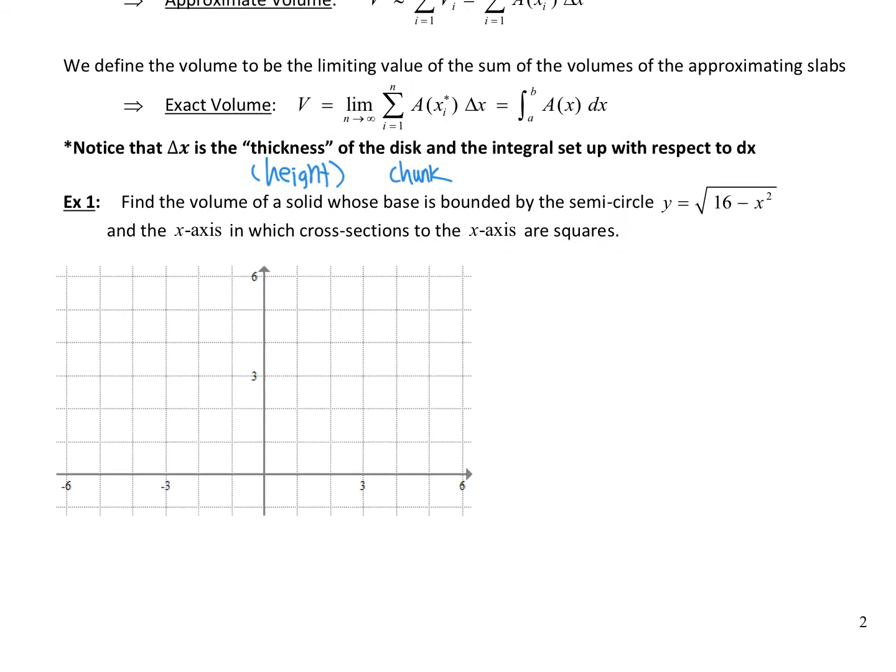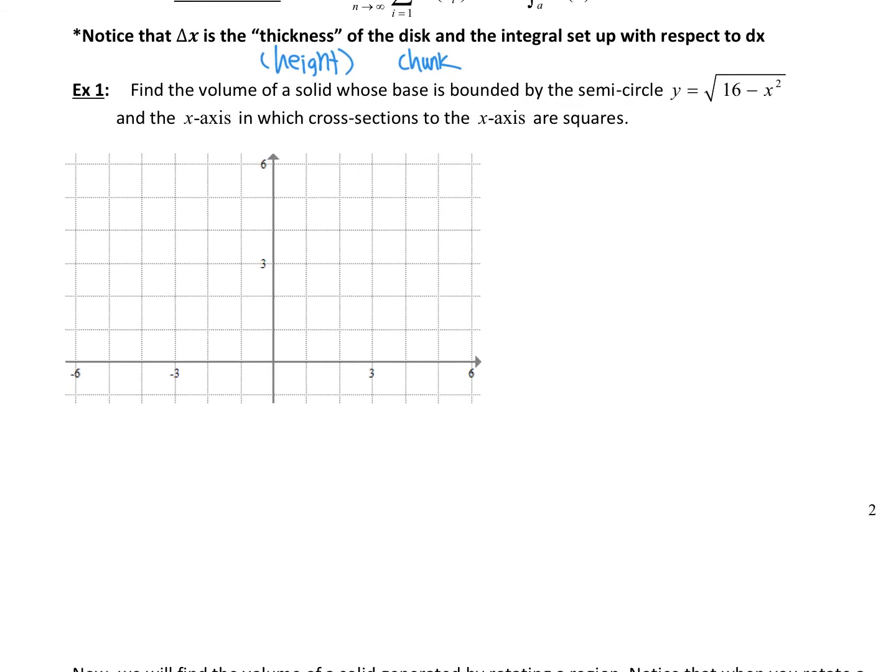So that's coming. Let's look at example 1. Find the volume of the solid whose base is bounded by the semicircle y equals the square root of 16 minus x squared. So this comes from x squared plus y squared equals 16, right? So this is just the upper half of a circle of radius 4. So there's my semicircle like this.